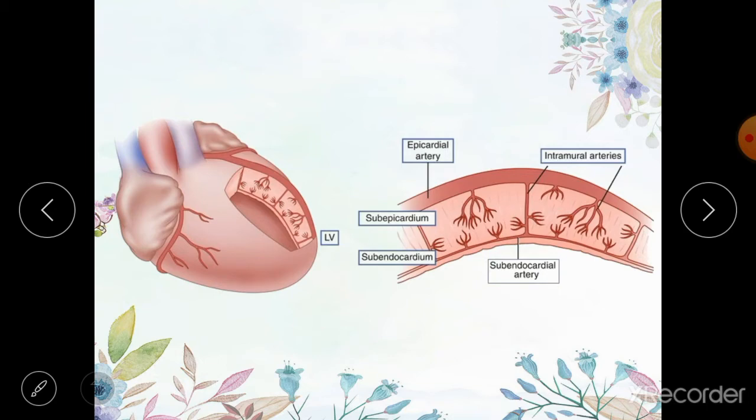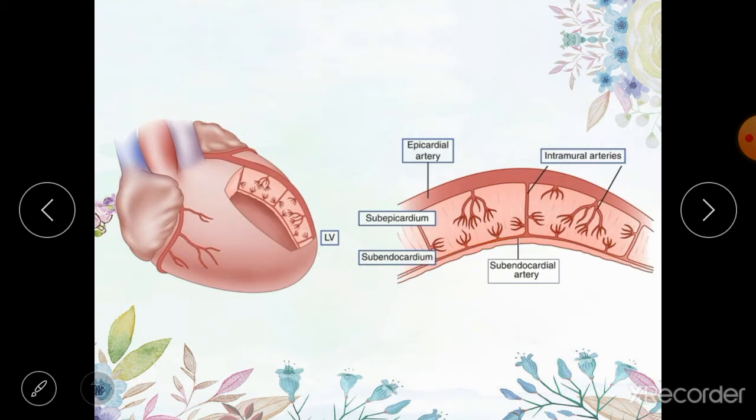So these epicardial arteries on the surface of the heart, lying on the epicardium, give deeper branches which penetrate through the epicardium into the myocardium, and these move downwards into the ventricular muscle wall, and these are known as the intramural arteries. Now these intramural arteries form a network or a plexus just below the endocardium.